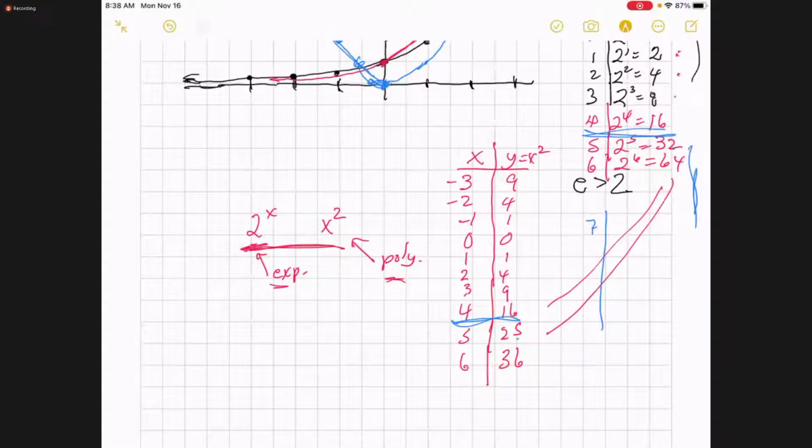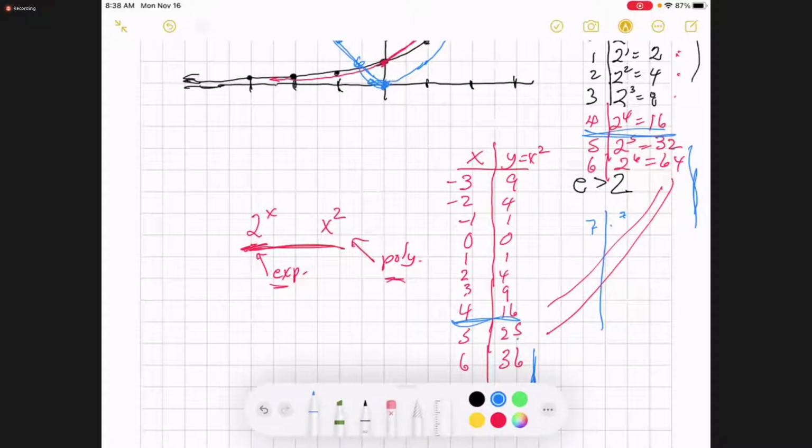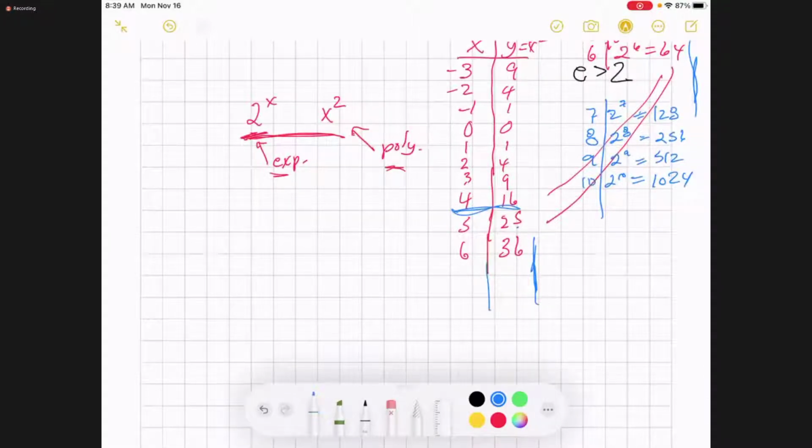If I keep going, these numbers get big a lot faster than these numbers are getting big. This is going to be 128. And the next one is 256 and then 512. And by the time you're at 10, 1,024. With x squared, 7, 49, 8, 64, 9, 81, 10, 100. By the time I hit time 10, x squared is only at 100. 2 to the 10th is 1,024.